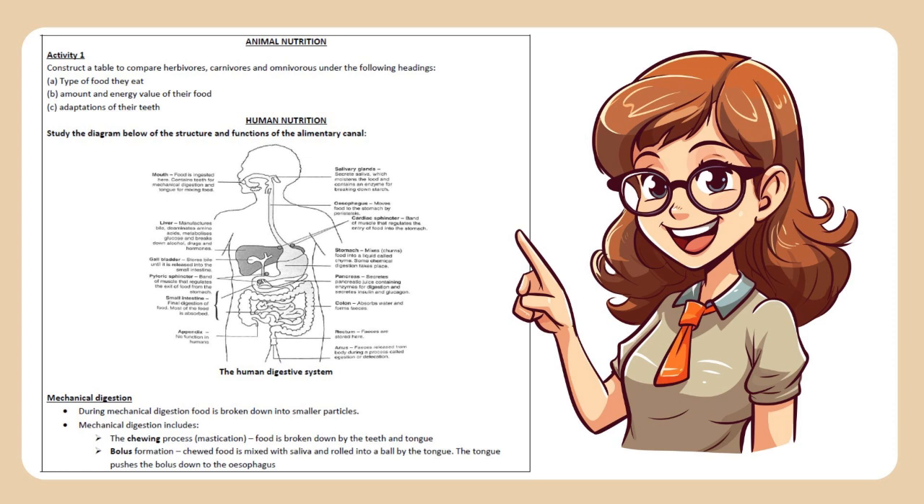The human digestive system. Mechanical digestion. During mechanical digestion, food is broken down into smaller particles. Mechanical digestion includes the chewing process, mastication. Food is broken down by the teeth and tongue. Bolus formation. Chewed food is mixed with saliva and rolled into a ball by the tongue. The tongue pushes the bolus down to the esophagus.